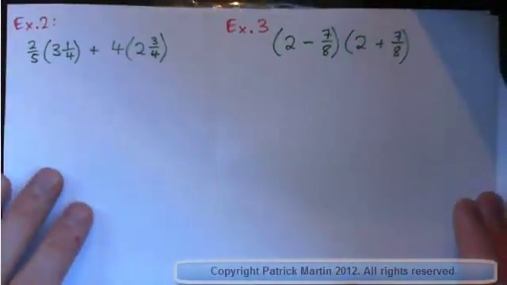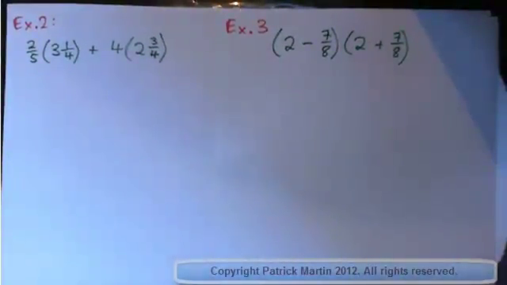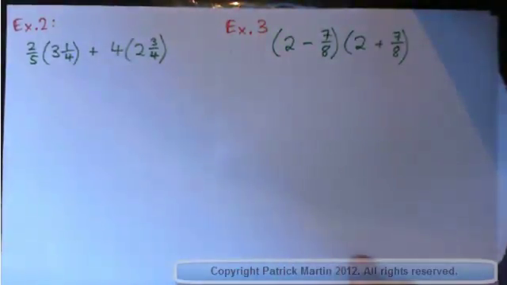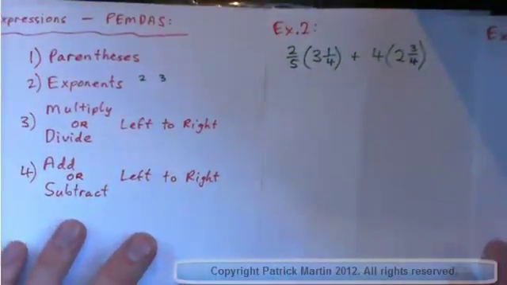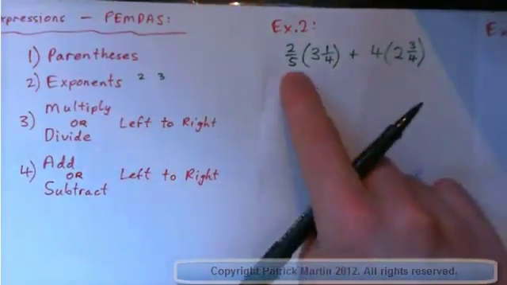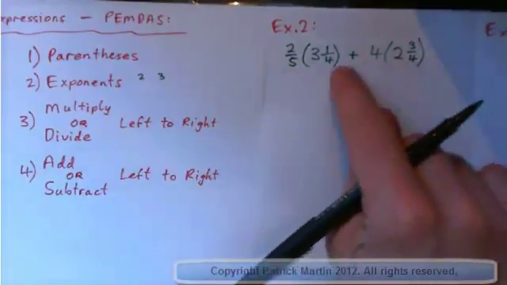Okay, so we'll go on to example 2. We've got 2/5 times 3/4 plus 4 times 2 3/4. Now, what should I do first? I have 2 multiplications and an addition.